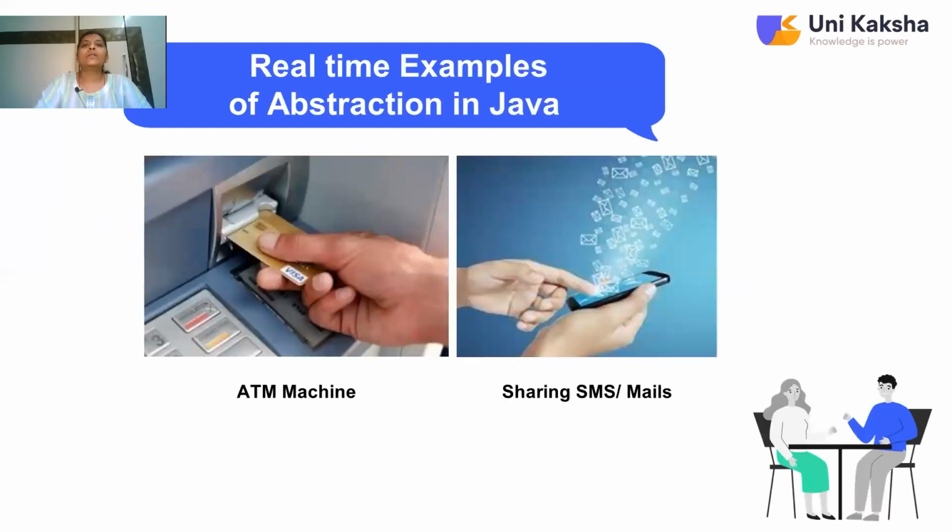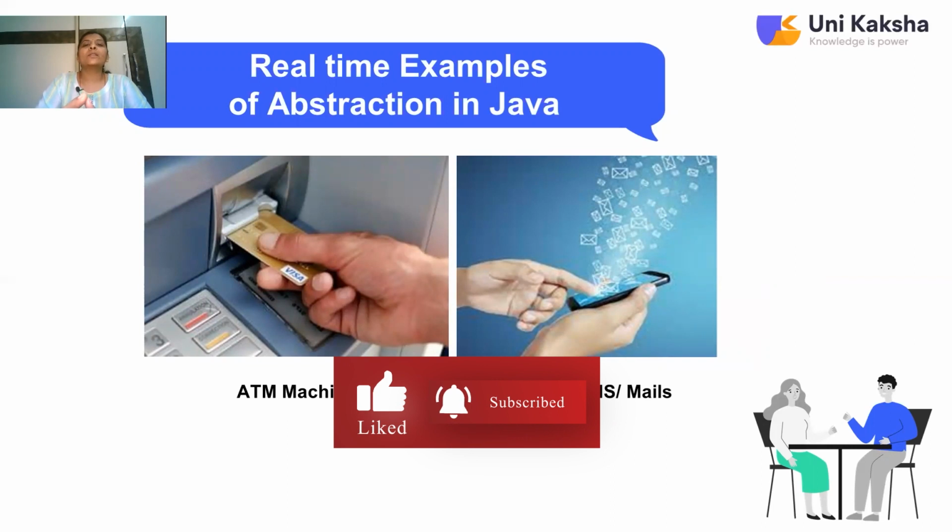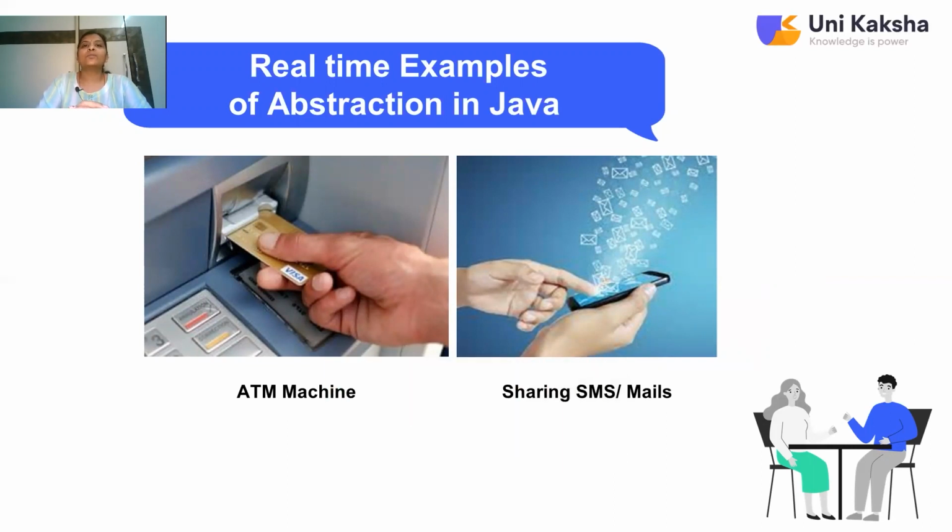Now, whenever we use any kind of technology or concept, the very first question that comes to our mind is, what are the real world examples of this technique, or where exactly can it be used. So here are two real world examples which show you abstraction. One is the ATM machine, and the second is when you share an SMS or mail with your friends or colleagues. These are nothing but abstractions. Let's first understand the ATM machine example.